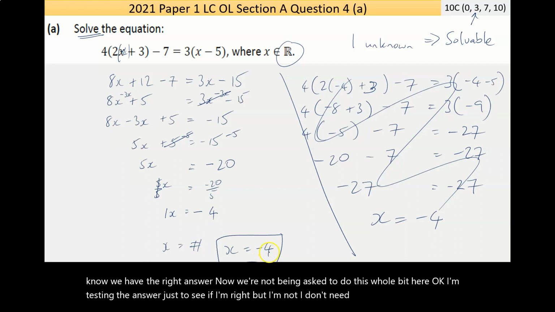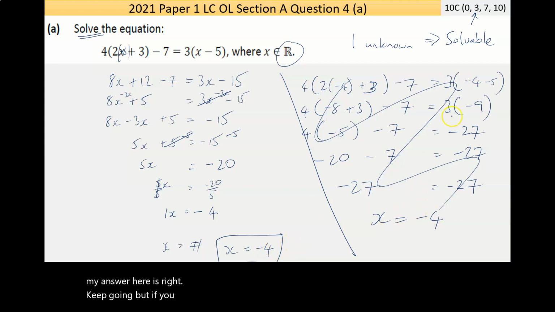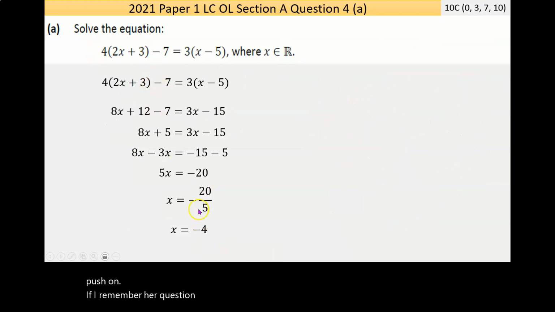If I'm happy enough that my answer here is right, keep going. But if you get and do this for yourself, you know, leaving this question, you have the 10. Push on. Now, if I remember here, question 4, I suppose that's the answer done out digitally.